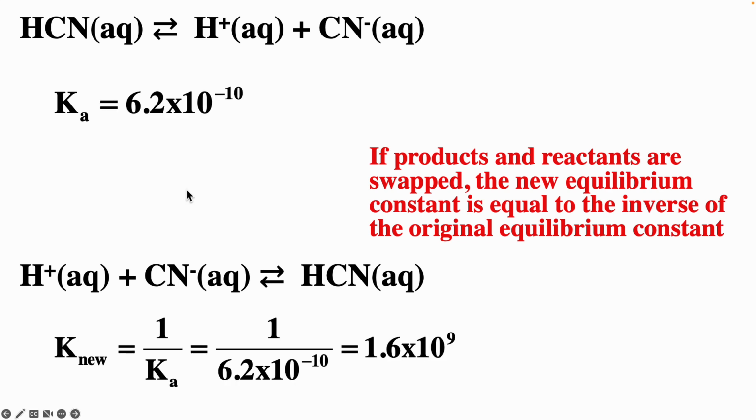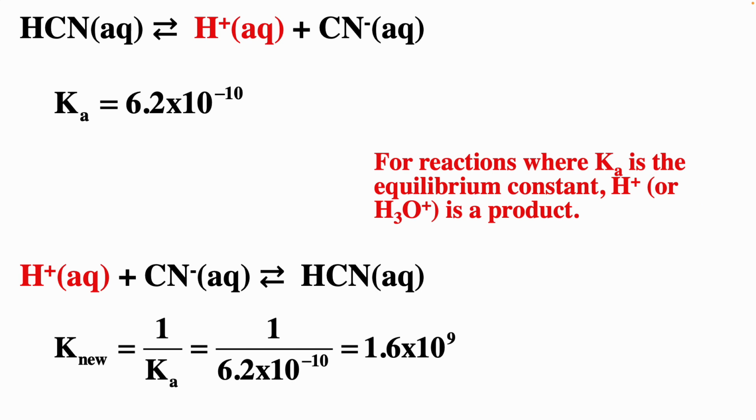And so if the Ka of HCN is 6.2 times 10 to the minus 10, that is the equilibrium constant for this reaction. Now we flipped it. And so the new equilibrium constant is going to be 1 over the old equilibrium constant. And so that gives us 1.6 times 10 to the 9th. Now, in recognizing the equilibrium constants for reactions, often you're going to look at hydrogen ion or hydroxide ion or hydronium ion. And so notice that we have hydrogen ion as a product. So that makes us think of Ka. Here we have hydrogen ion as a reactant. So that makes us think of 1 over Ka.